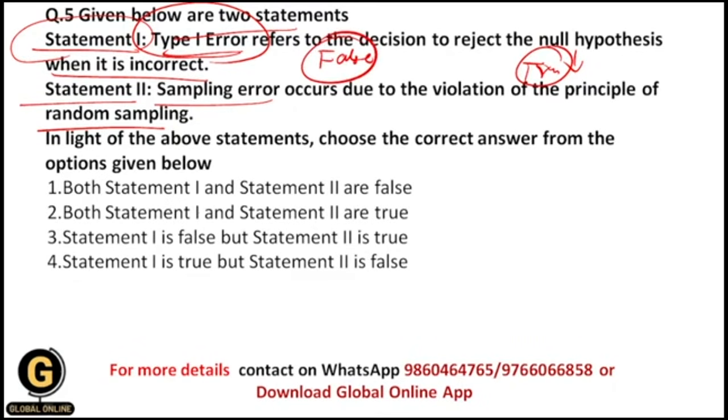And what is the second statement? Sampling error occurs due to the violation of the principle of random sampling. Basically sampling error occurs due to the mistakes in the sampling techniques, or due to the mistakes in choosing the wrong sample size. All of you getting? So sampling error does not occur due to the violation of the principle of random sampling, and that's why this statement again becomes false. So your correct answer should be 1 over here, because both of these statements are false.